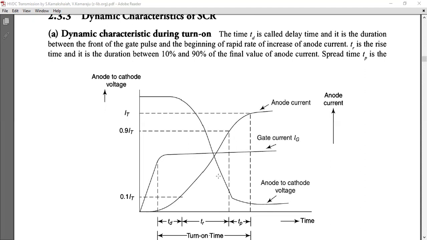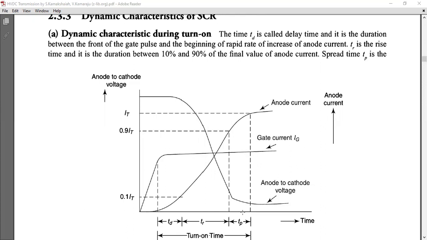Okay, and next, the last one is spread time, denoted as TP. It is the time taken for the conduction to spread over the entire cross section of the thyristor. Okay, so how much time is needed to spread over the entire cross section of the thyristor? It is called the spread time. The name itself indicates that.